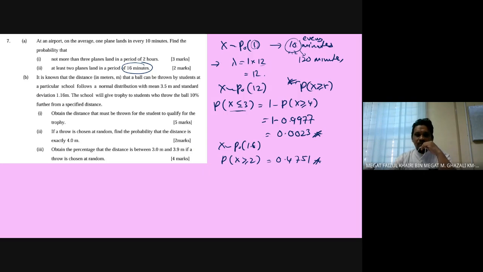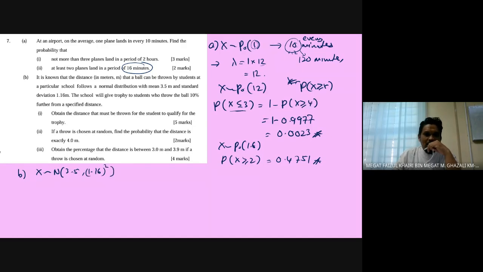Okay, this is the solution for question number 7A. Last one, 7B. It is known that the distance in meters that a ball can be thrown by a student at a particular school follows a normal distribution with a mean of 3.5 and a standard deviation of 1.16, so 1.16 squared is the variance.